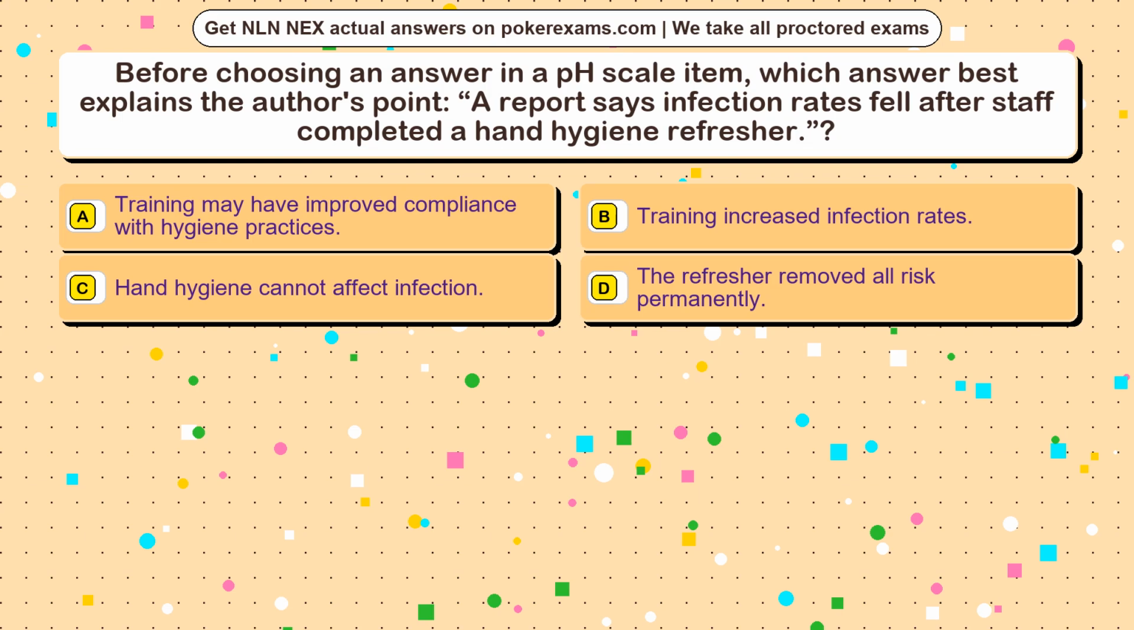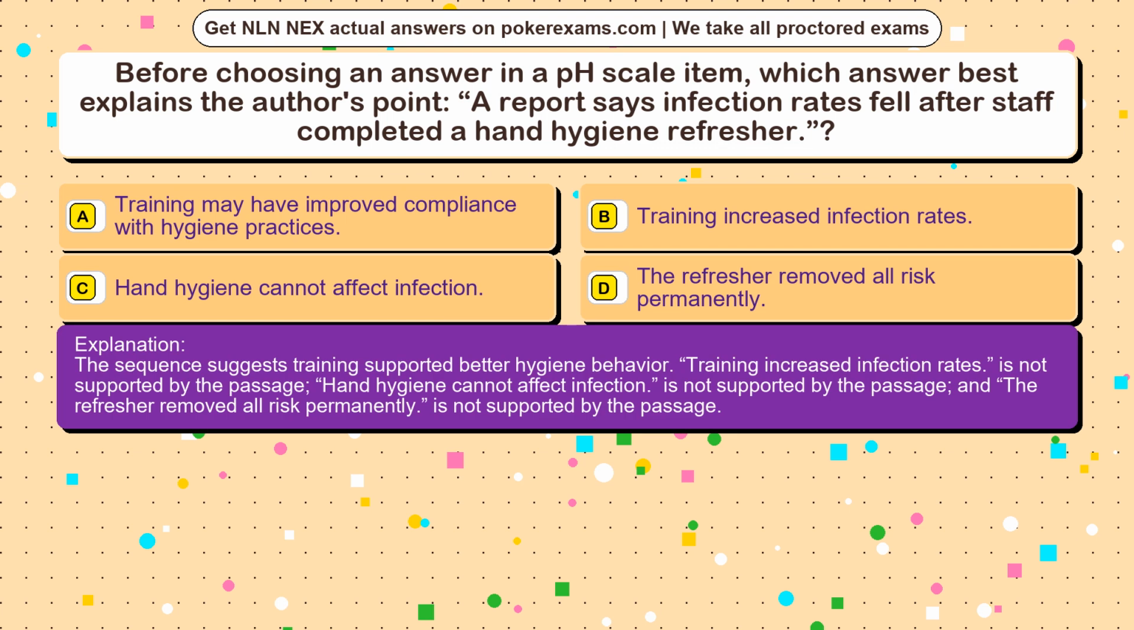The correct answer is option. The sequence suggests training supported better hygiene behavior. Training increased infection rates, is not supported by the passage. Hand hygiene cannot affect infection, is not supported by the passage. And the refresher removed all risk permanently, is not supported by the passage.